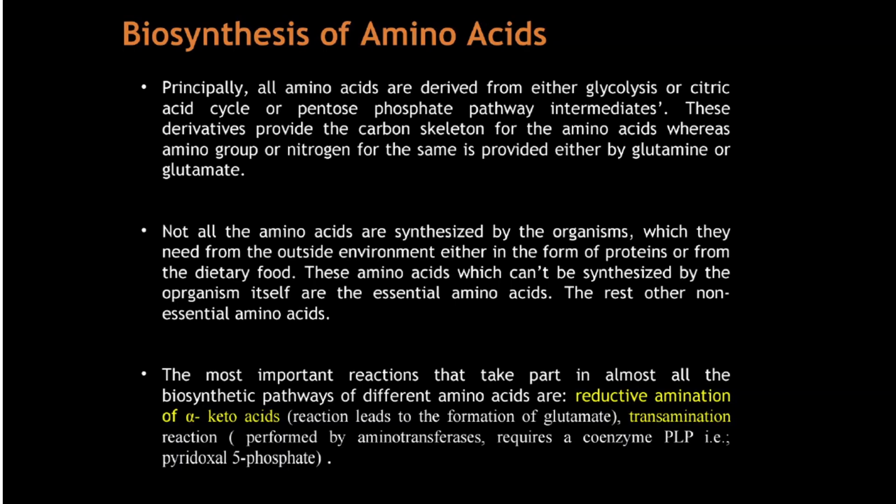So, the biosynthesis of amino acids. Principally, all amino acids are derived from either glycolysis, the citric acid cycle, or pentose phosphate pathway intermediates. Not directly from these processes, but from intermediates of these processes. These derivatives provide the carbon skeleton for the amino acids, whereas the amino group or nitrogen for the same is provided either by glutamine or glutamate.